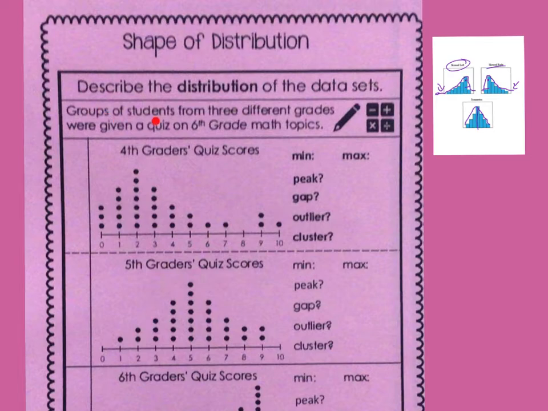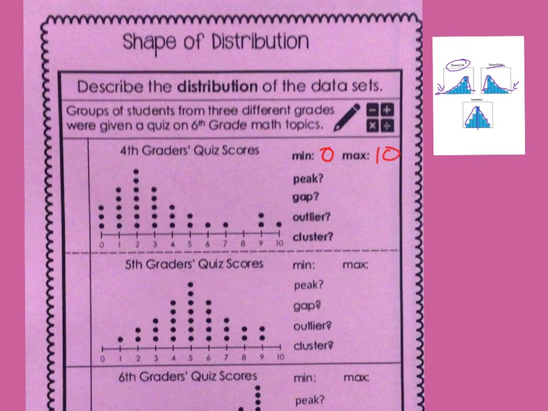Right here it says groups of students from 3 different grades were given a quiz on 6th grade math topics. And here's the results. There's a few that got zeros because they're 4th graders taking a 6th grade test. That makes sense why we have low scores, because they haven't even learned it yet. So again, I want to look at what's our minimum. Well, we have a minimum of 0. We also have a max of 10.